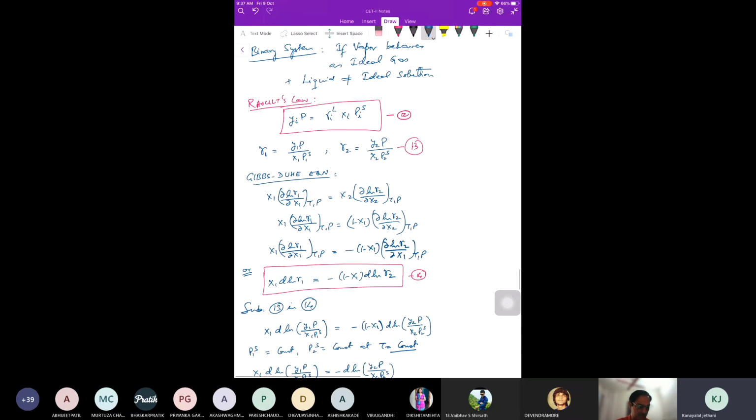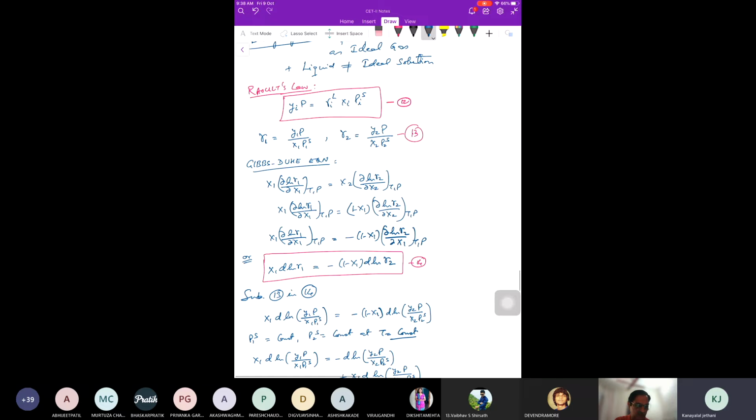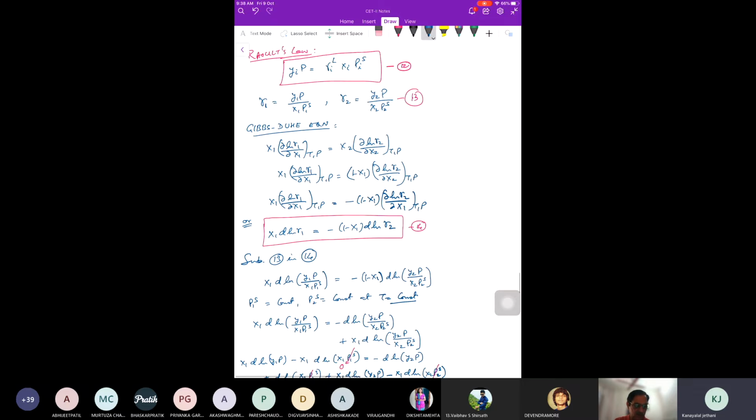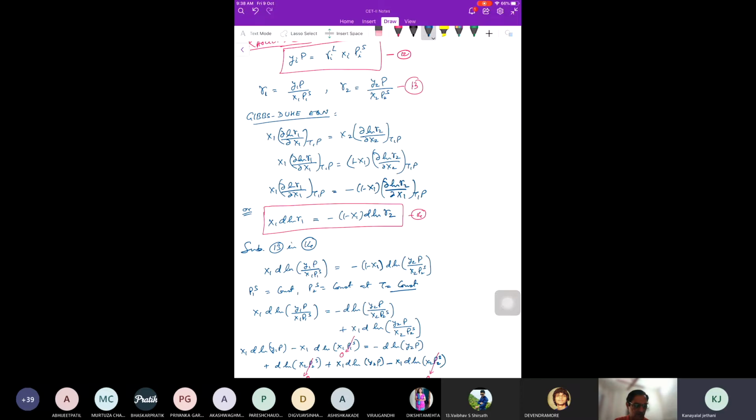We have used this many times. If you take the Gibbs-Duhem equation, you'll see ultimately everything starts from the Gibbs-Duhem equation, and we derive something. So we take this Gibbs-Duhem equation, substitute x2 equal to 1 minus x1 and dx2 equal to minus dx1, and we get equation 14: x1 d ln gamma 1 is equal to minus (1 minus x1) d ln gamma 2.